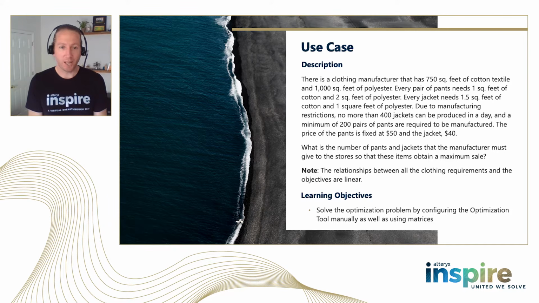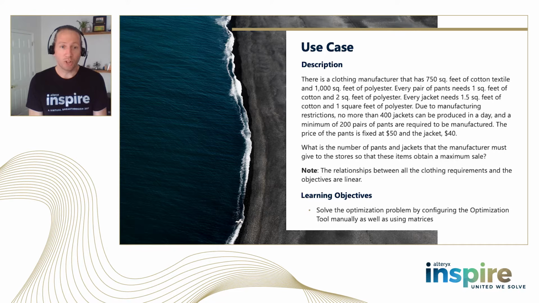The price of the pants is fixed at $50. The price of the jacket is fixed at $40. So we know our revenue that we're going to obtain from each of those, and it's not a variable, it's fixed. Given all of that, our question today: what is the number of pants and jackets that the manufacturer must give to the stores so that these items obtain a maximum sale? In other words, how many pants and jackets do we need to produce to maximize revenue?